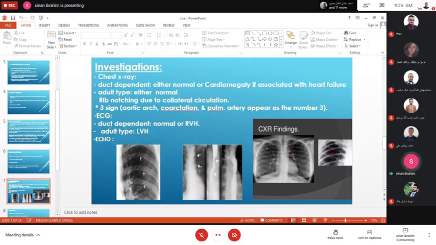The ECG finding may be ductal dependent, normal, or RVH, while the adult type may present with hypertension, and this patient will develop left ventricular hypertrophy.